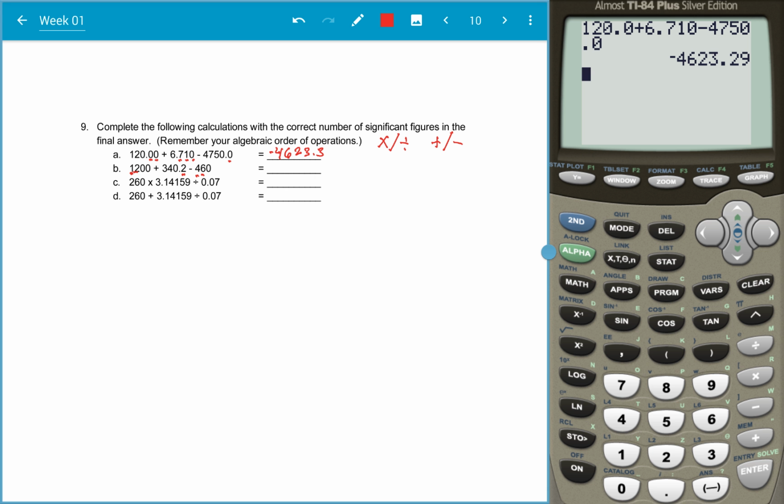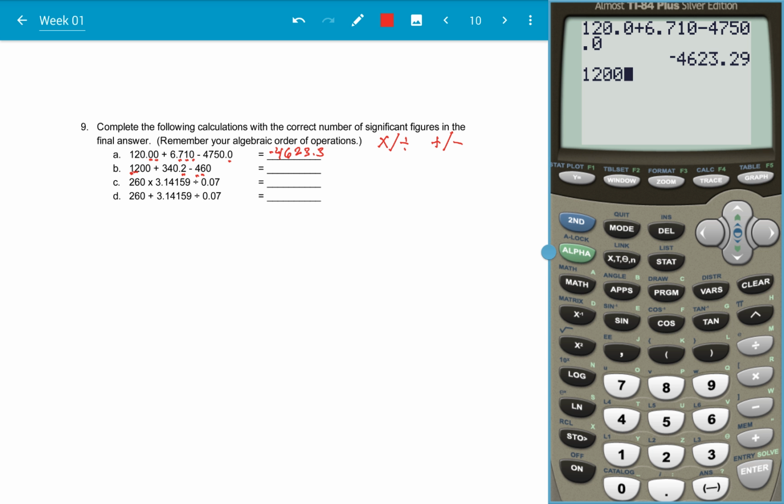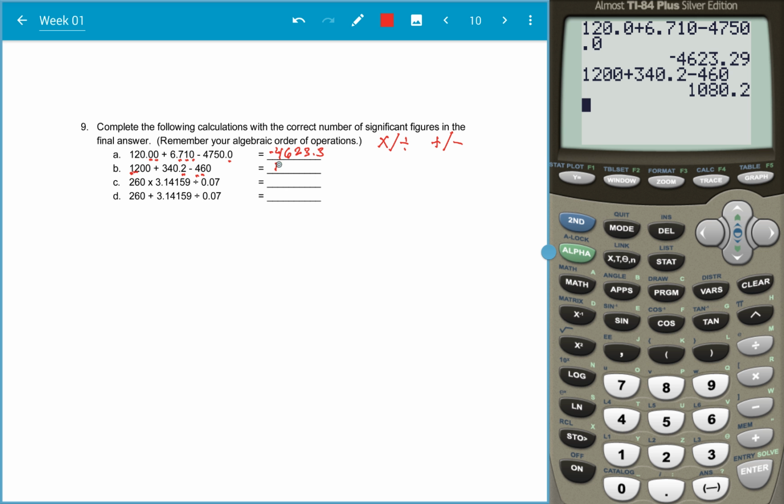So when we do our calculation here, 1,200 plus 340.2 minus 460, we can only know our final answer here to the nearest hundred as well. So that would round to 1,100.